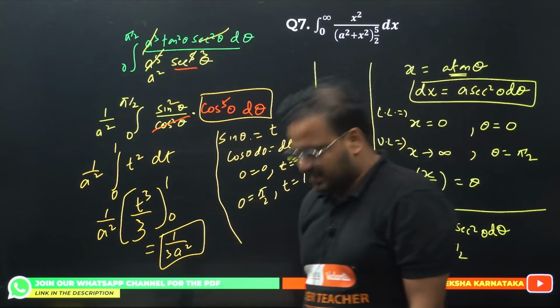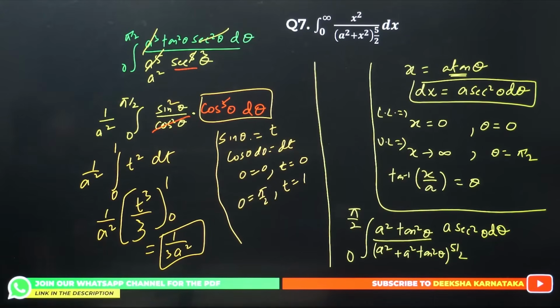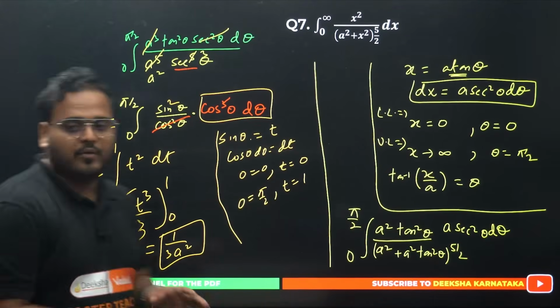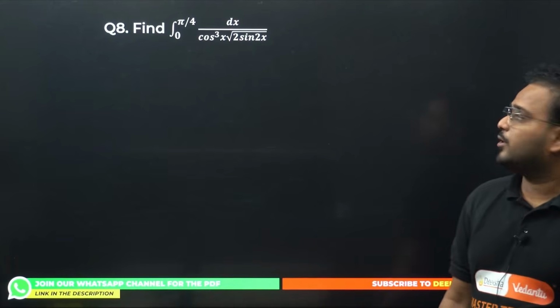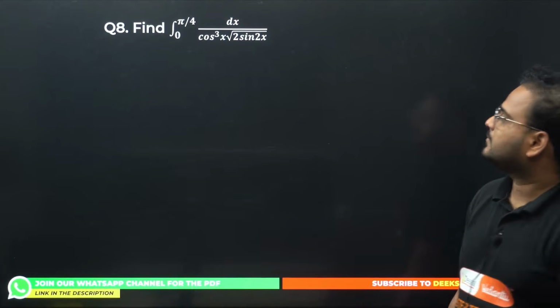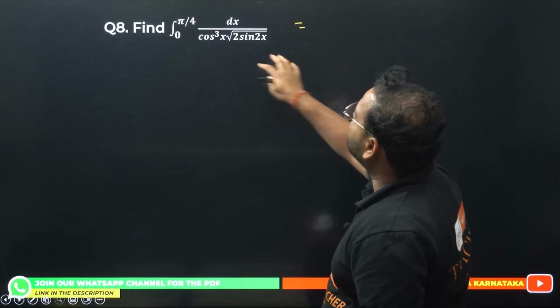The answer is 1 by 3a square minus 0, which is 1 by 3a square. Have a look. Clear? Question 7 is over. Question number 8 now: integral from 0 to pi by 4 of dx upon cos cube x sin 2x. Okay, super. We'll see this part.